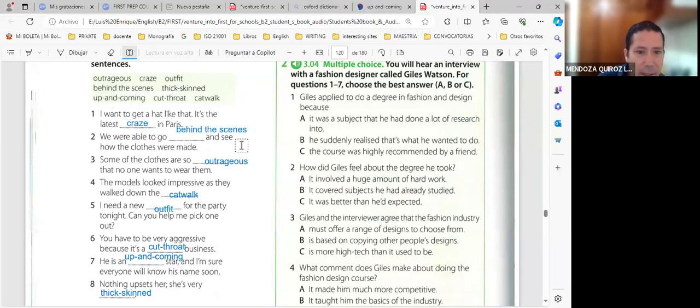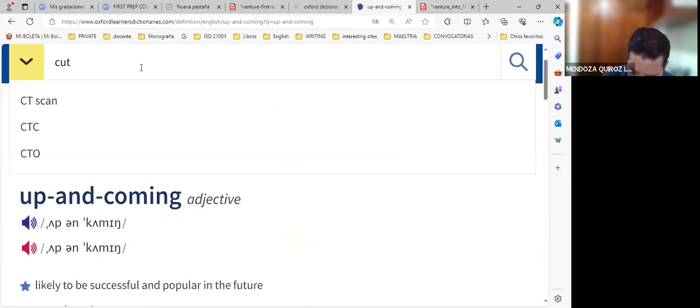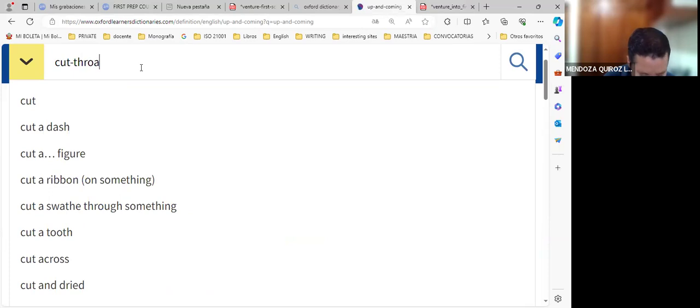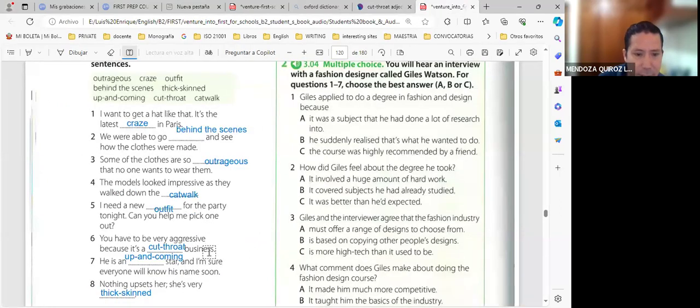Craze, behind the scenes, outrageous. Cutthroat, let's see. Cutthroat: competitive, in which people compete with each other in aggressive and unfair ways. The cutthroat world of politics and business as well, no? So this is okay. Now everything is okay.